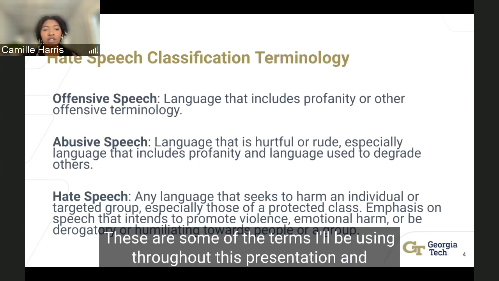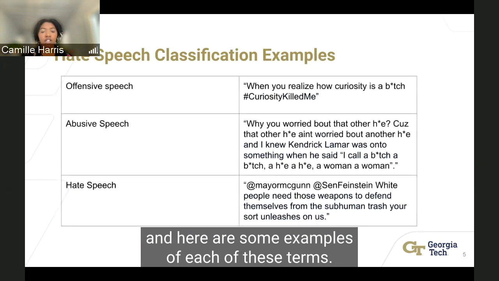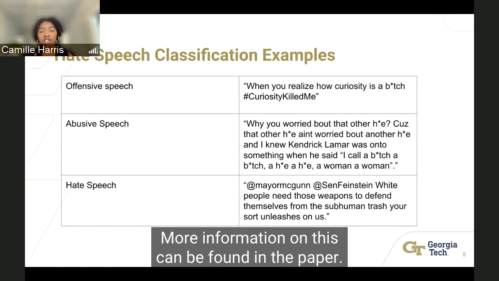These are some of the terms I'll be using throughout this presentation, and some of the terms used as labels in our hate speech classification models. And here are some examples of each of these terms. More information on this can be found in the paper.